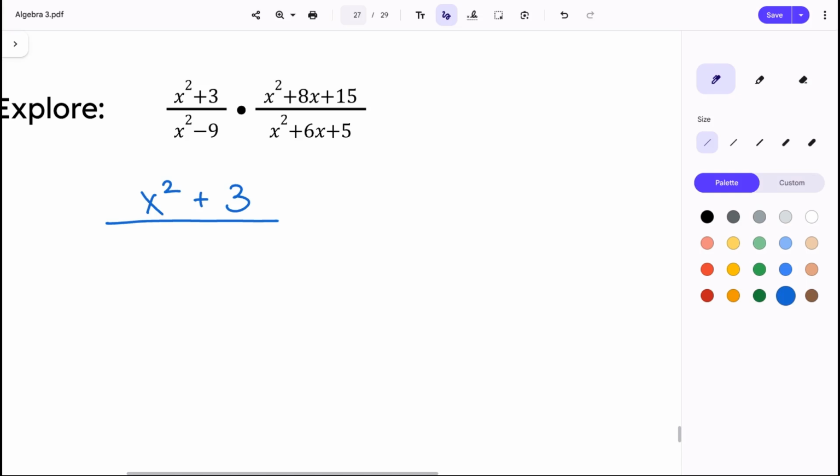What about the bottom though? X minus 3 and x plus 3. Good, because that one is a difference of squares. You can square root both terms. There's a minus sign, so it's good to go.